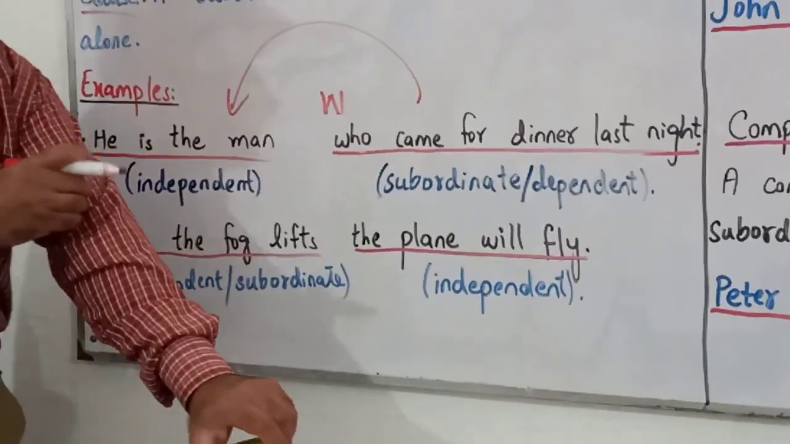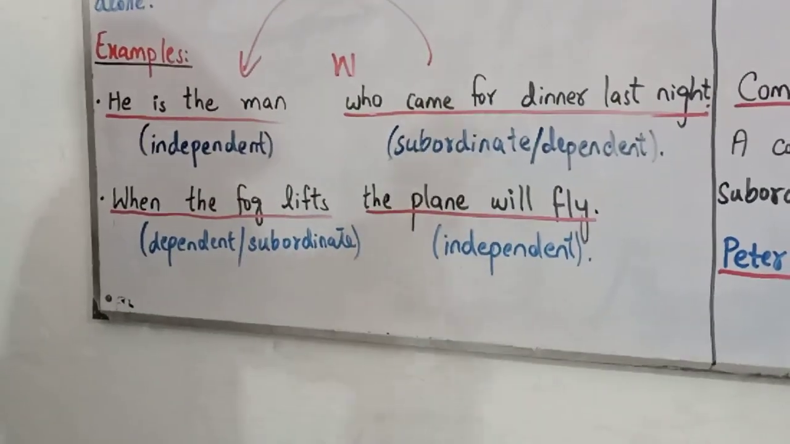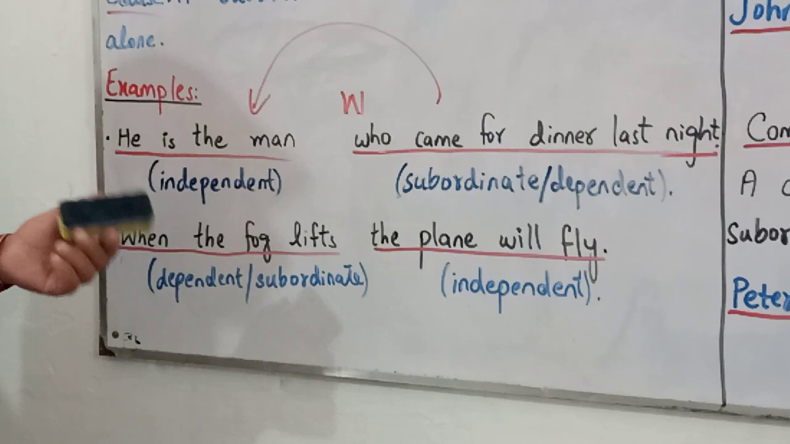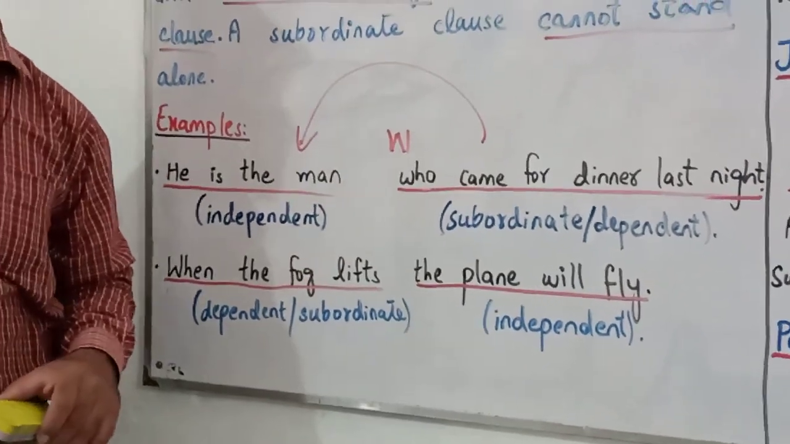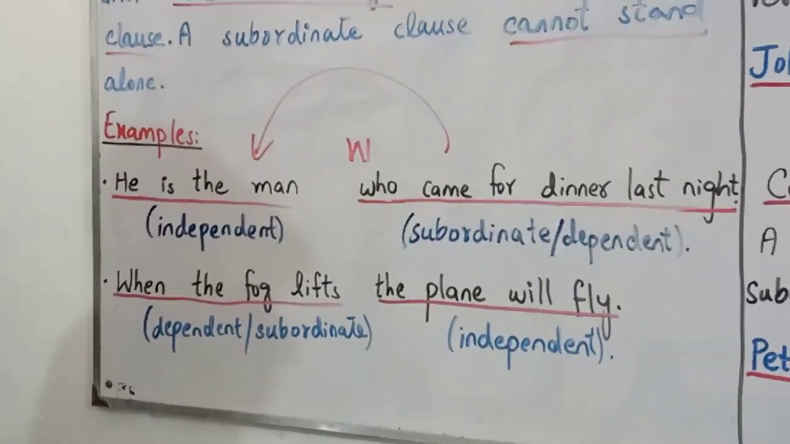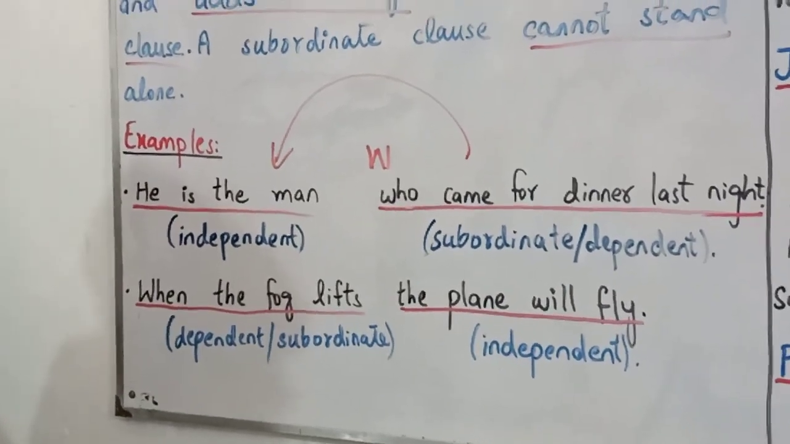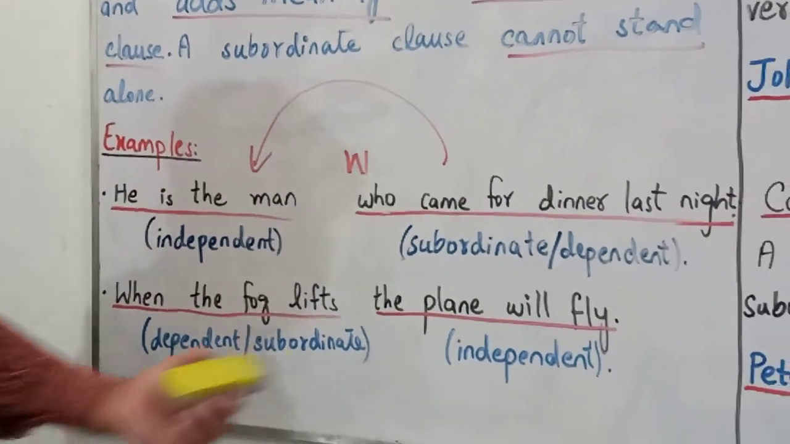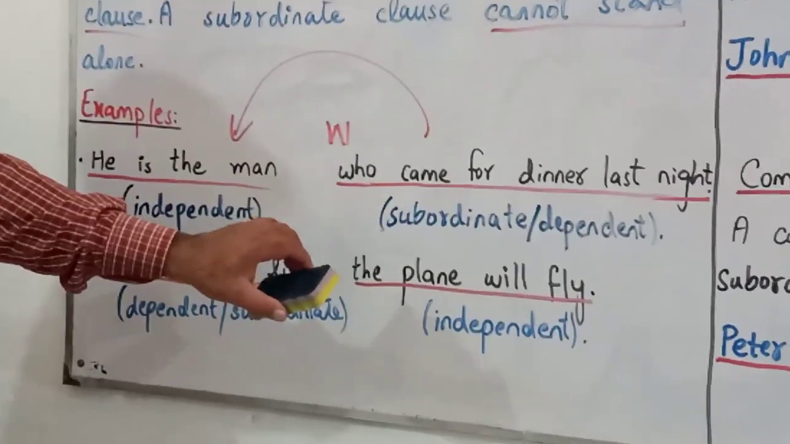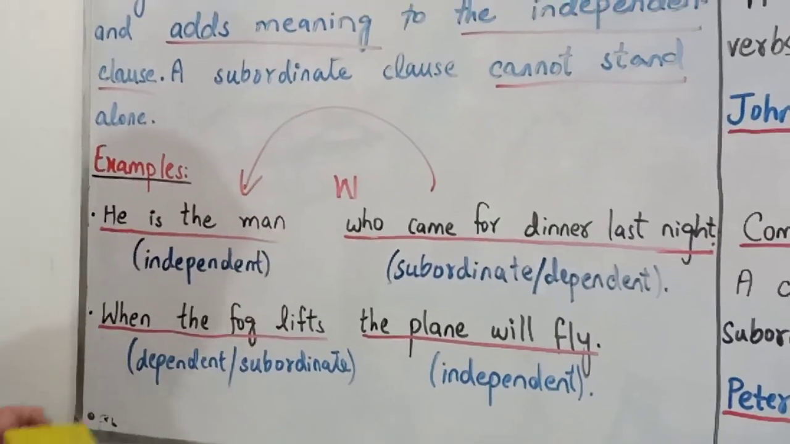Next one, when the fog lifts. In the winter season, especially in December, when the fog comes, visibility is lowered, and you cannot see objects in the air. When the fog lifts is a subordinate or dependent clause. It may come in the beginning or in the end, the plane will fly. There is no issue with that.